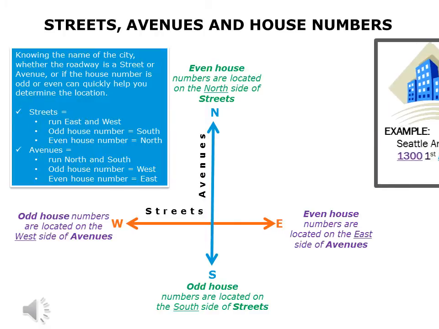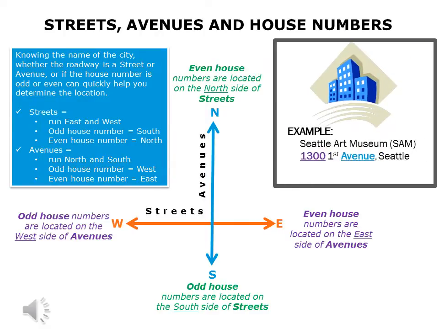Let's look at an example. The Seattle Art Museum, also known as SAM, is located at 1300 First Avenue, Seattle. Because it indicates it's an avenue, we know that the address runs north and south. The even house number, which is 1300, indicates that the location will be on the east side of the avenue, and we know it's in the city of Seattle.